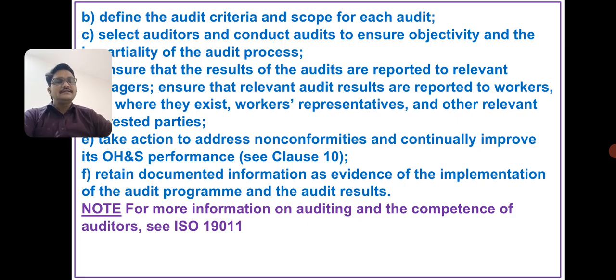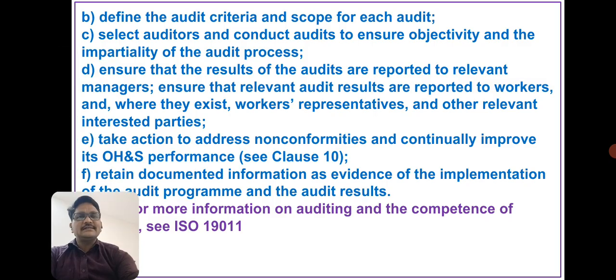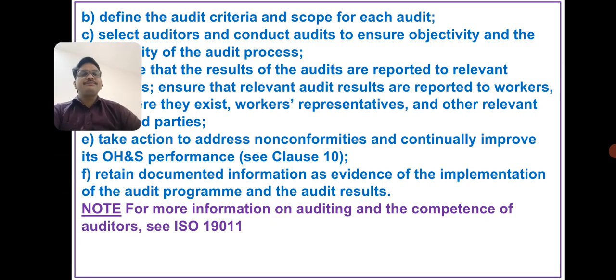For this, define the audit criteria and scope of each audit and select auditors and conduct audits to ensure objectivity and impartiality of the audit process and ensure that the result of audit are reported to the relevant manager and take action to address non-conformity and continual improvements of its OHS management performance and retain documented information as evidence of implementation of audit program and audit results.